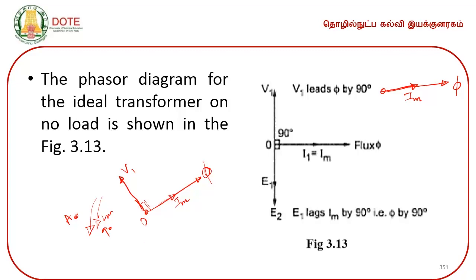So, V 1 is here. What is 180? From this V 1 you have to take 180 degrees in the anti-clockwise direction, that is in this direction, and then you should mark. So, this is 180. So, this is E 1.